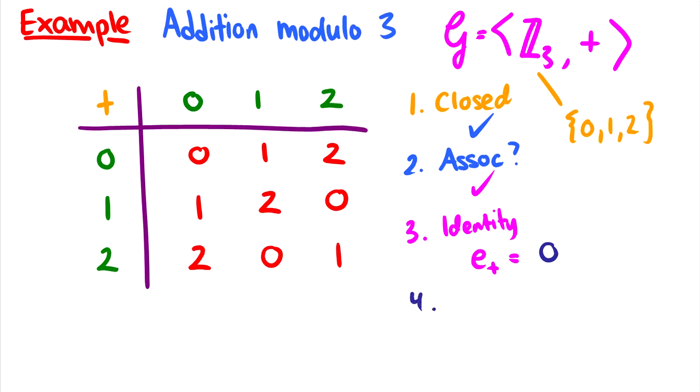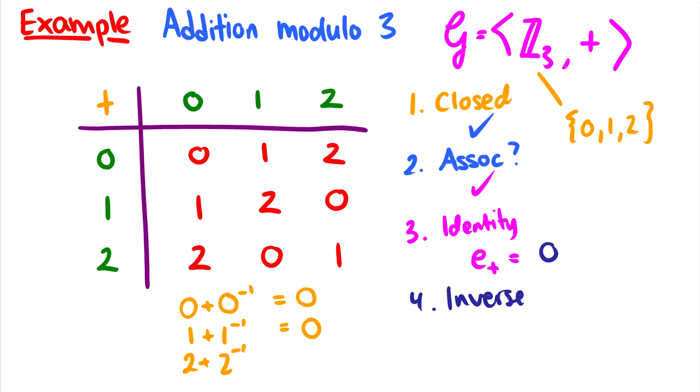And finally, 4, is there an inverse for every element? Which means if we take 0 plus 0 inverse, we better get 0 back. If we take 1 plus 1 inverse, we better get 0. And if we take 2 plus 2 inverse, we better get 0. So what are these inverses? Well, for 0, what takes us back to 0 is 0.